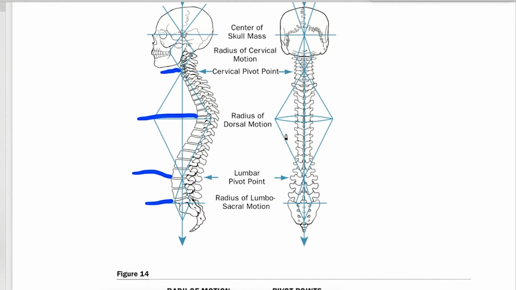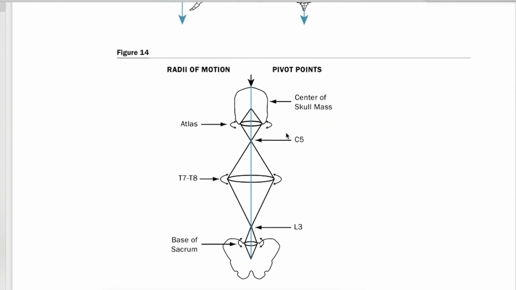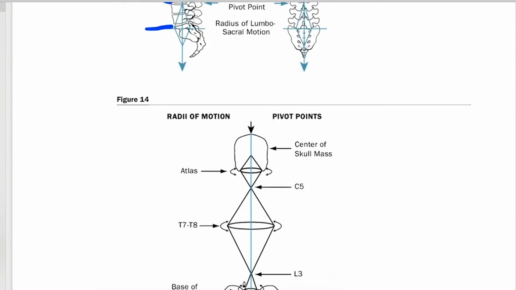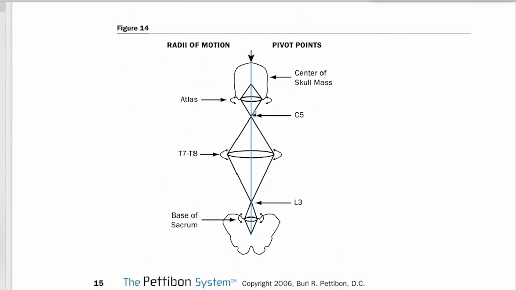Now, if we take the spine away from all of that, when you're looking at the back view right here, this is kind of what it would look like. Imagine you have cones, and the cones or triangles meet at points, and those triangles meeting at points are where the pivot areas are, where the fulcrum stress areas are.